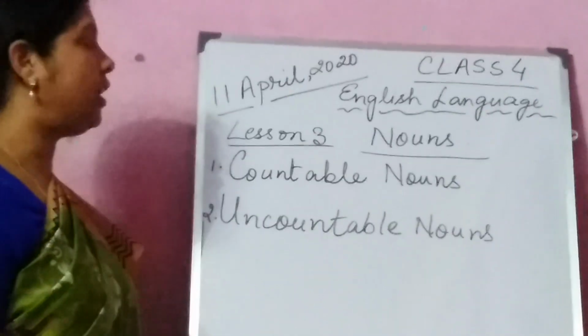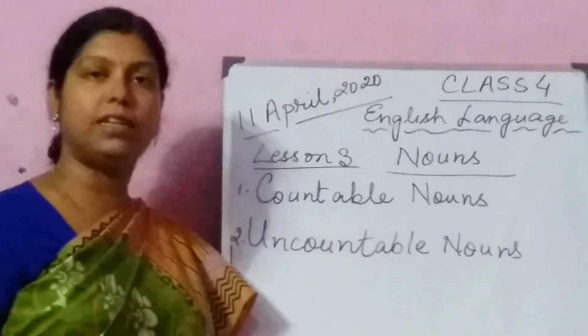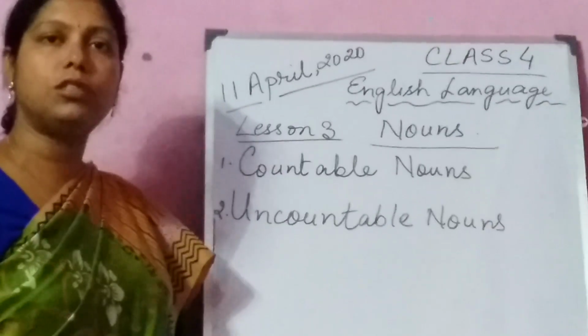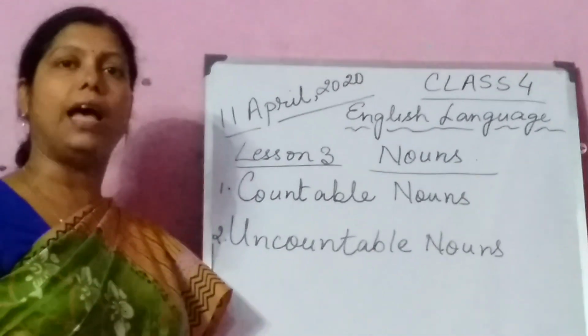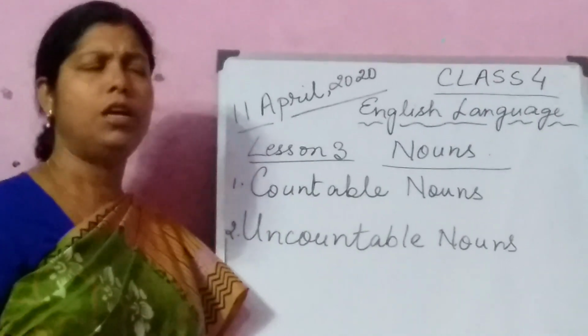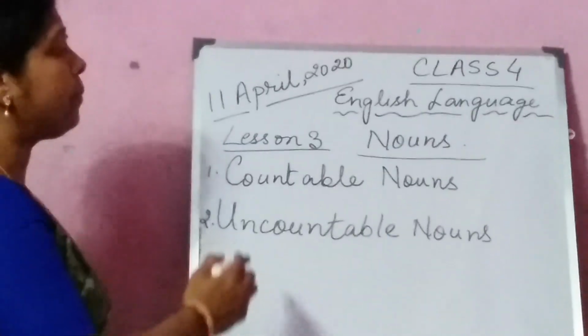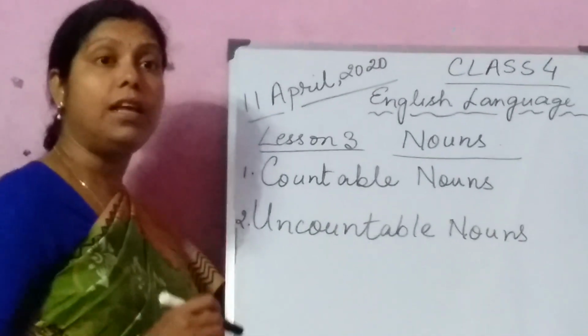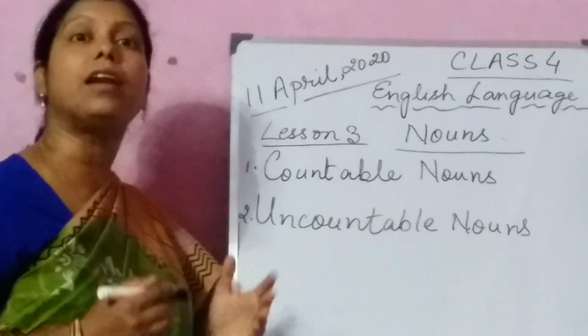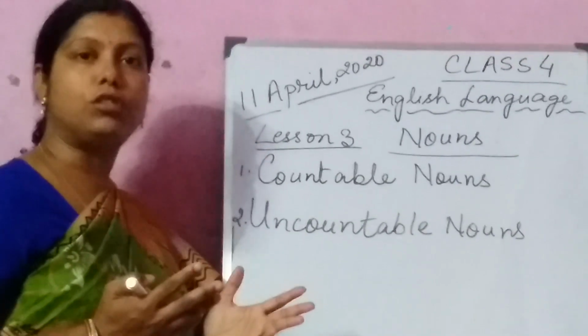Today we are going to start a new lesson, that is lesson 3, nouns. In nouns, today you are going to learn about countable nouns and uncountable nouns. Now, what do you understand by countable nouns? By the word itself we can understand that they are the things that we can count, the nouns.